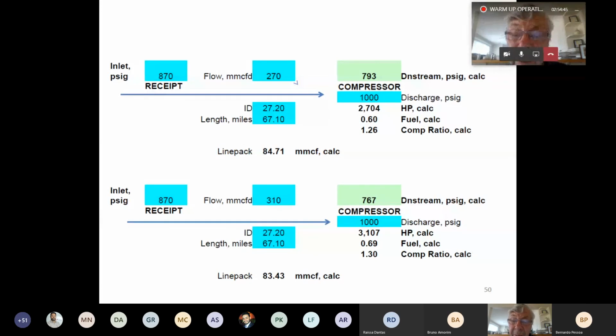You need a bigger motor. You've got to go from 2,700 to 3,100. So it costs you more capital, and it'll burn more fuel, and you need to be aware of that too. So let's go to the next slide.